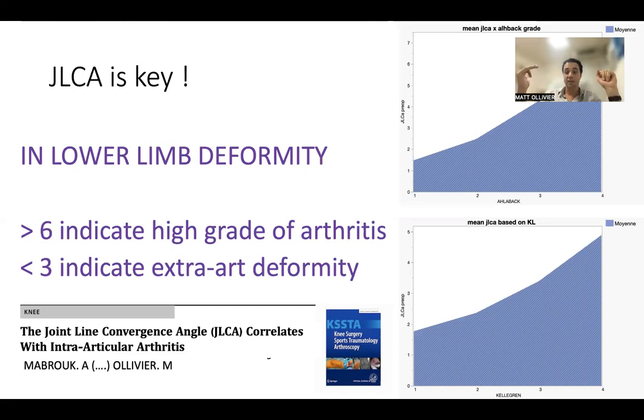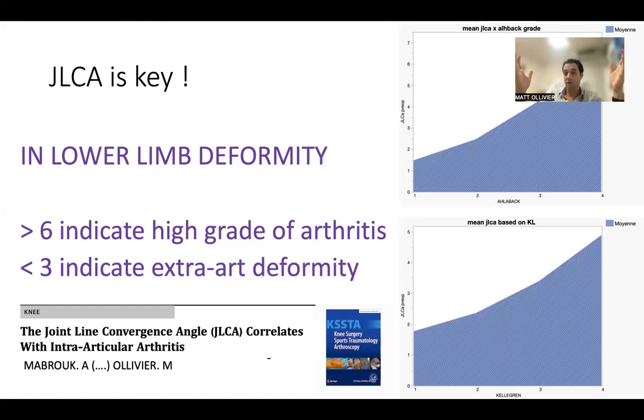The bigger it is, the higher the chance of a major intra-articular defect, and then, of course, a very high grade of arthritis rated by Ahlbäck or Kellgren and Lawrence, and deformity. I will even say that if you have more than 6 degrees of GLCA, you probably have a very big intra-articular defect, and your HTO outcomes will be pretty unpredictable. But if you have a very low intra-articular deformity, less than 3, you potentially have a big extra-articular deformity.